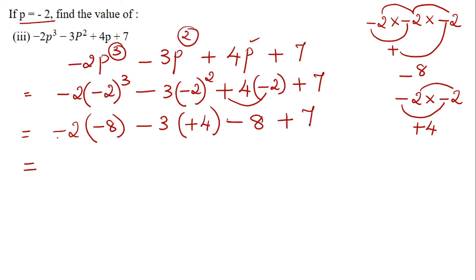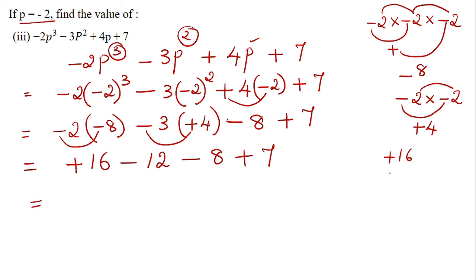Let us further simplify this. Minus into minus is plus, 2 into 8 is 16. Minus into plus is minus, 3 into 4 is 12. And then you have minus 8 and plus 7. Now plus 16 minus 12. Two different signs. Put the bigger number sign and subtract. 16 minus 12 is 4. Then you have minus 8.